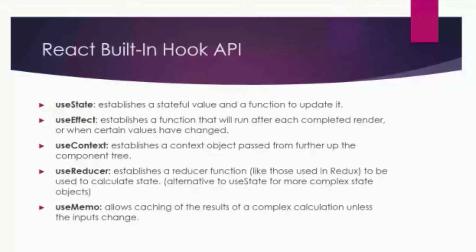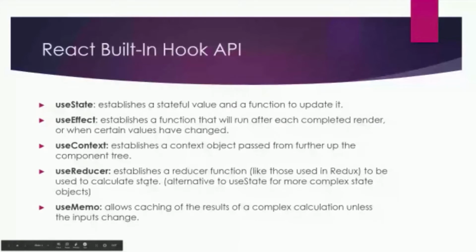useContext makes use of the React Context API to establish a context object in a functional component that was passed from further up the component tree to be able to share values and information across your application as a whole. useReducer will be somewhat familiar to those of you who are familiar with Redux. It basically is used for calculating and deriving a more complicated state than the single values that useState is good for. So you can basically create a reducer function that takes in an action and is used to update a more complicated state object accordingly.